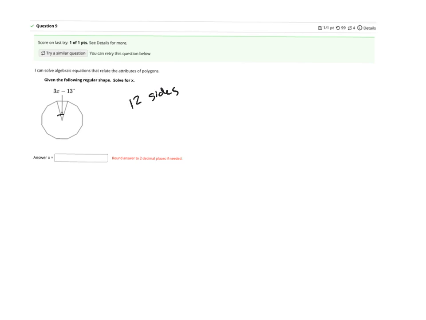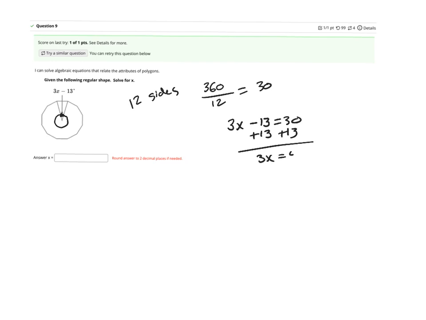Well, when I add up all of my central angles, that is 360 degrees that goes all the way around, divided by 12, and that will tell me that one central angle is going to equal 30. Now, in order to solve this, I have to do 3x minus 13 equals 30. Then I'm going to add 13 to both sides, and I get 3x is equal to 43. Divide by 3, and we end up with x is equal to 14.33.